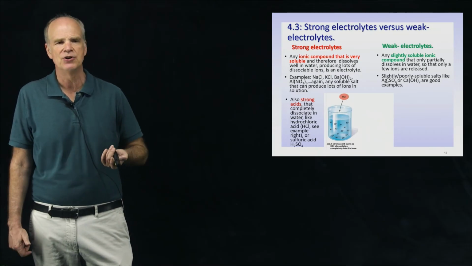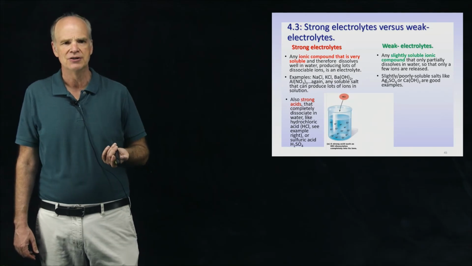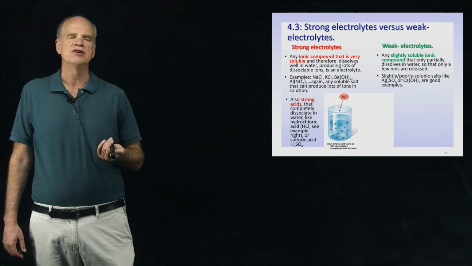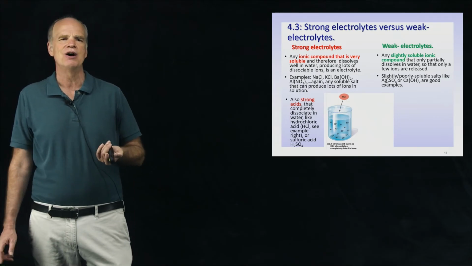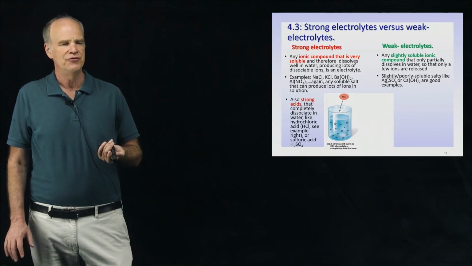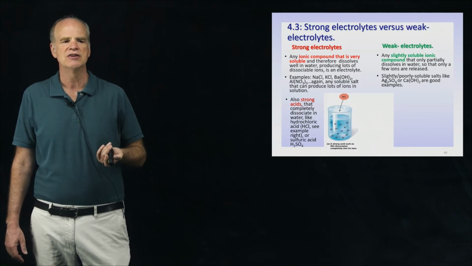For example, silver sulfate is an ionic compound. It's comprised of silver cations and sulfate anions. But when you add silver sulfate in the water, very little of it dissolves in the water. And so it produces very few silver and sulfate ions in the water. And so a few ions are there to allow the water to be a little bit conductive, but it's not going to be very strongly conductive.